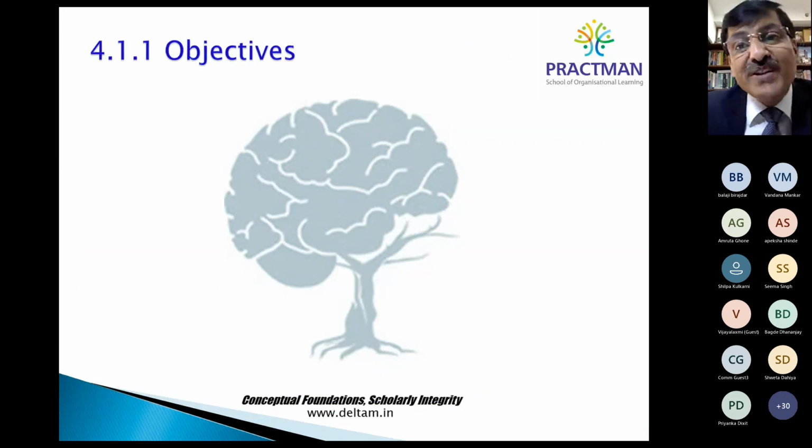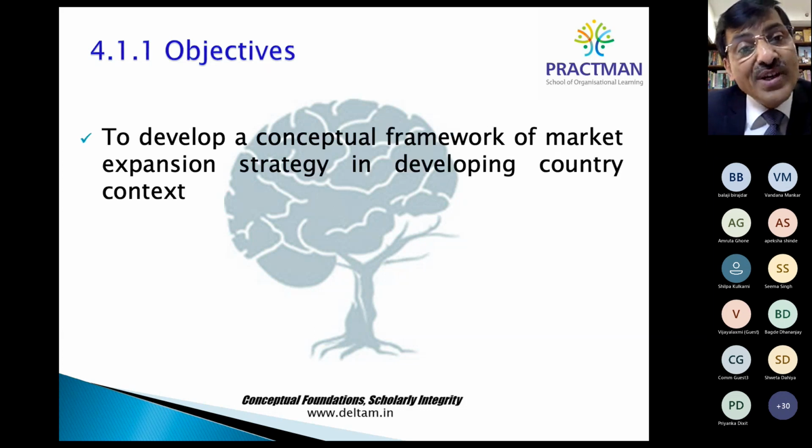Now, how did we formulate the objectives? We identified the research gaps. We converted the research gaps into objectives.